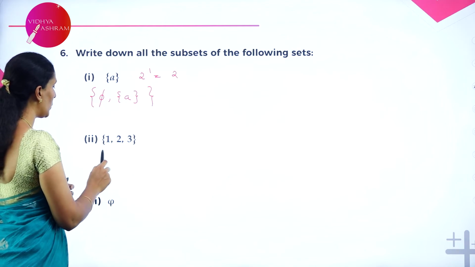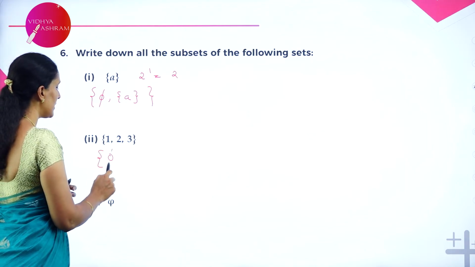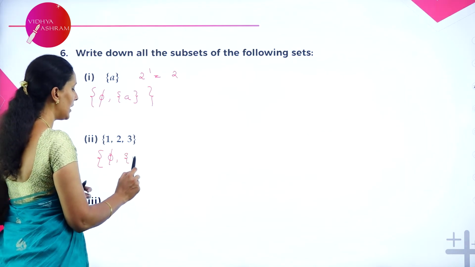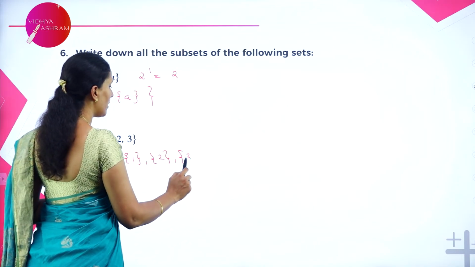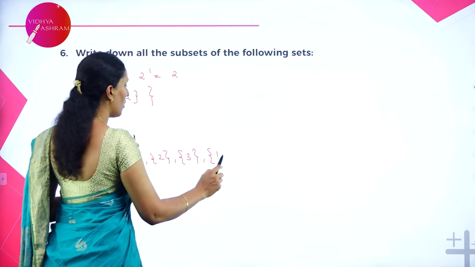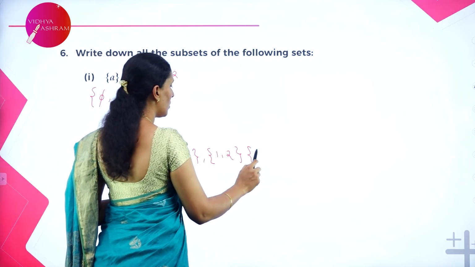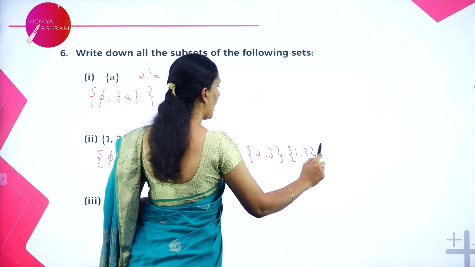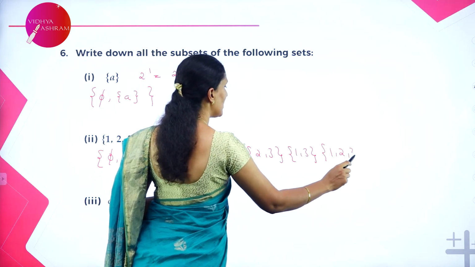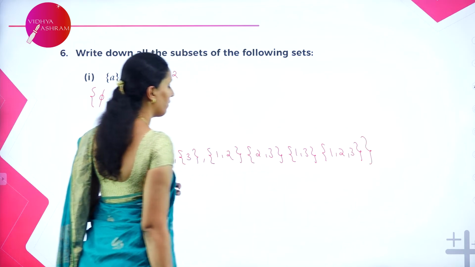Next we have {1, 2, 3}. Let us write the empty set first. Then we will form singleton sets of each element. {1} is a subset, {2} is a subset, {3} is a subset. {1, 2} is a subset, {2, 3} is a subset, {1, 3} is a subset, and {1, 2, 3} is again a subset. So finished.